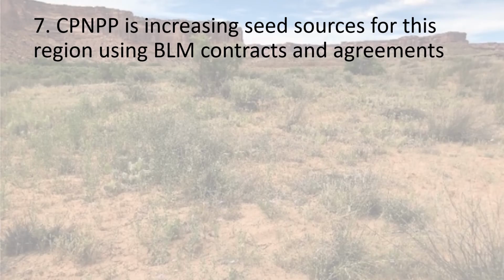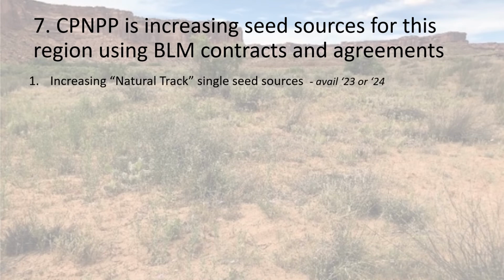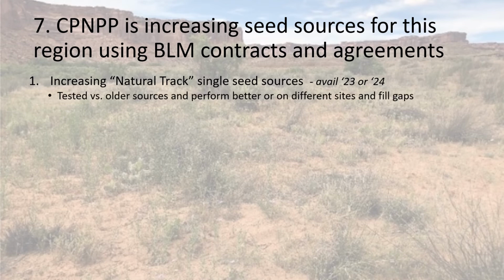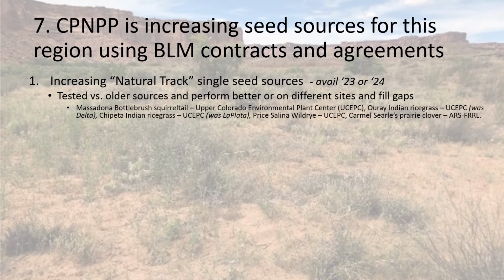We are increasing seed sources for this region using BLM contracts and agreements in a few ways. We're increasing some of those natural track single seed sources that our partners have been trialing for years, comparing them with older sources, and we're keeping the ones that perform better than the old sources or are good for different sites or fill seed zone gaps. And some of those should be available in a couple years. In fact, 3 of them just had plant materials releases documents come out: Macedona, Ouray Indian ricegrass, Chipeta Indian ricegrass.